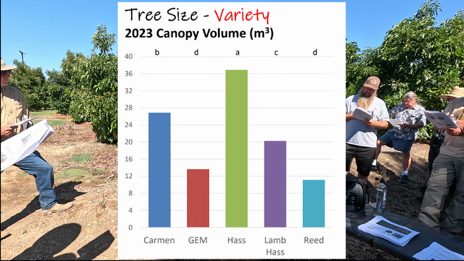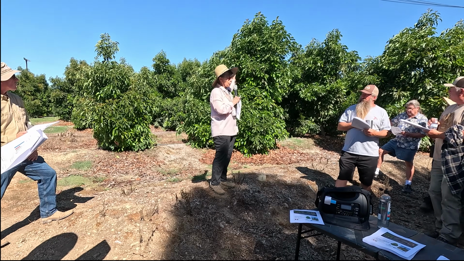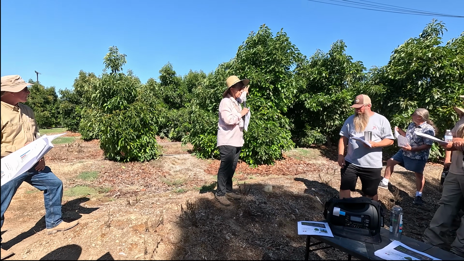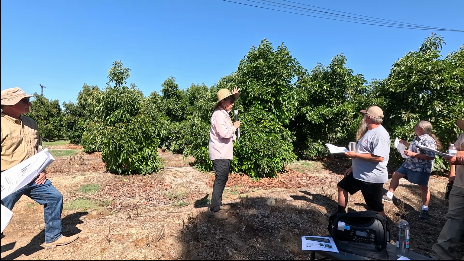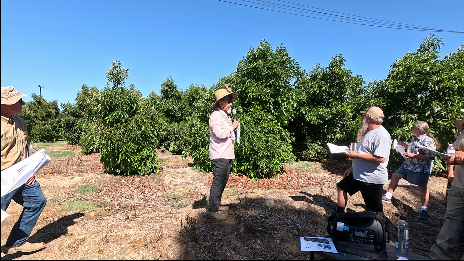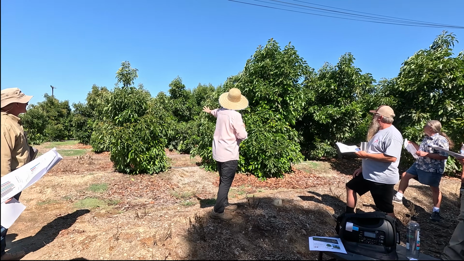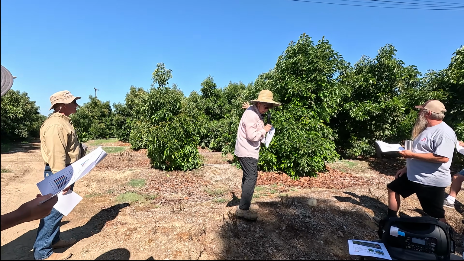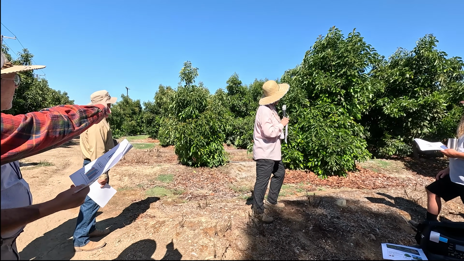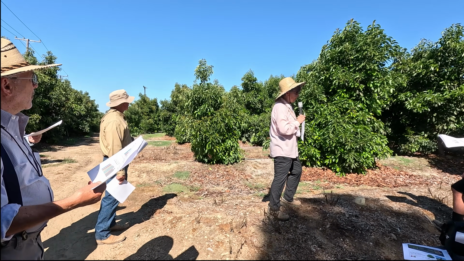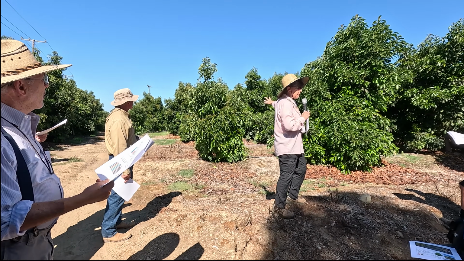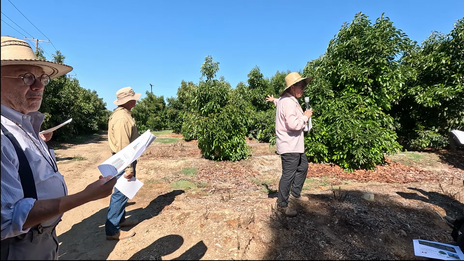Now let's think about this. Here is a Hass tree planted in 2017. Look at the volume, the space that tree is occupying both by height and width. Here is a Gem tree. These trees were planted, I think, a year after these. So there's only 1 year difference between these, and you can see the canopy volume of Gem is different.